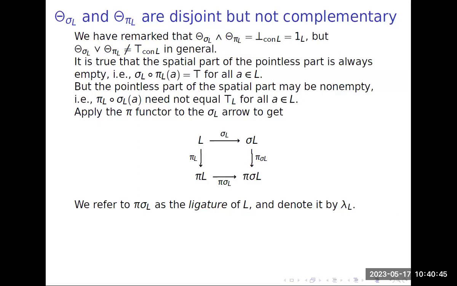That's simply to say that if you apply the two nuclei, one after the other, in this case, first the spatial nucleus and then afterwards the pointless nucleus, the result may not be trivial, right? You may have a non-trivial frame there. And what that bottom arrow then means is that this is what ties the pointless part to the spatial part. This is a connection between the two parts, which is trying to tell you something about how that frame is embedded in the subdirect product. For that reason, I named that arrow the ligature. It is what ties the two parts together.